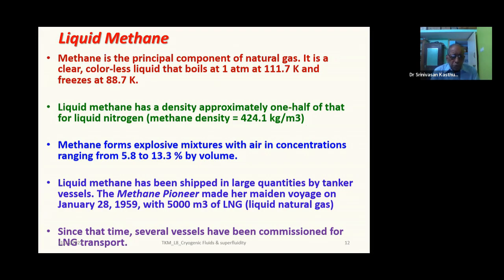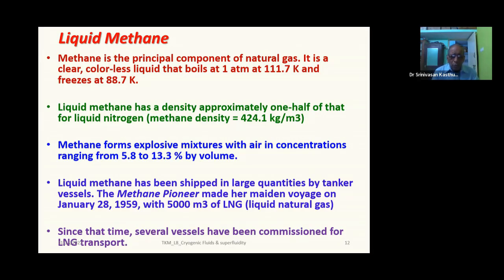Methane, your natural gas, is the principal component of natural gas. It is again a clear, colorless liquid. It boils at a temperature of 111.7 Kelvin at 1 atmosphere, and it has a freezing point of 88.7 Kelvin. So all these fluids we have discussed have a boiling point and a freezing point. Now, liquid methane has a density approximately half of that of nitrogen. That is quite light compared to even nitrogen.